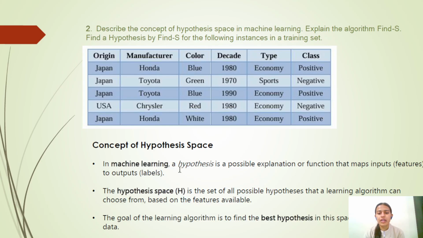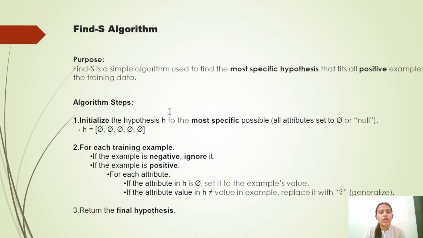In machine learning, a hypothesis is a possible explanation or function that maps inputs, meaning features, to outputs, meaning labels. The hypothesis space H is the set of all possible hypotheses that a learning algorithm can choose from based on the features available. The goal of the learning algorithm is to find the best hypothesis in the space that fits the training data. What is the Find-S algorithm? It is a simple algorithm used to find the most specific hypothesis that fits all positive examples in the training data.